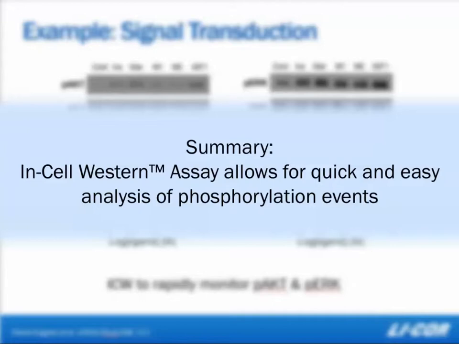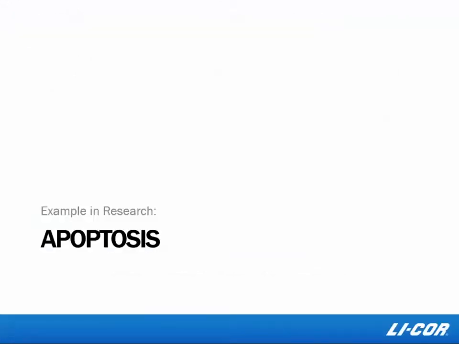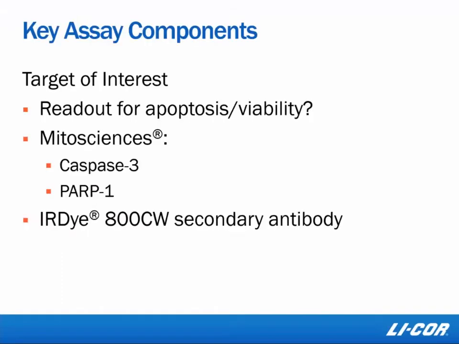So let's move on and look at another example of an In-Cell Western application focusing on apoptosis. Now, when you set up the In-Cell Western assay to measure apoptosis, there are a couple of things you're going to want to consider. The first is what exactly your target of interest is going to be in the assay.